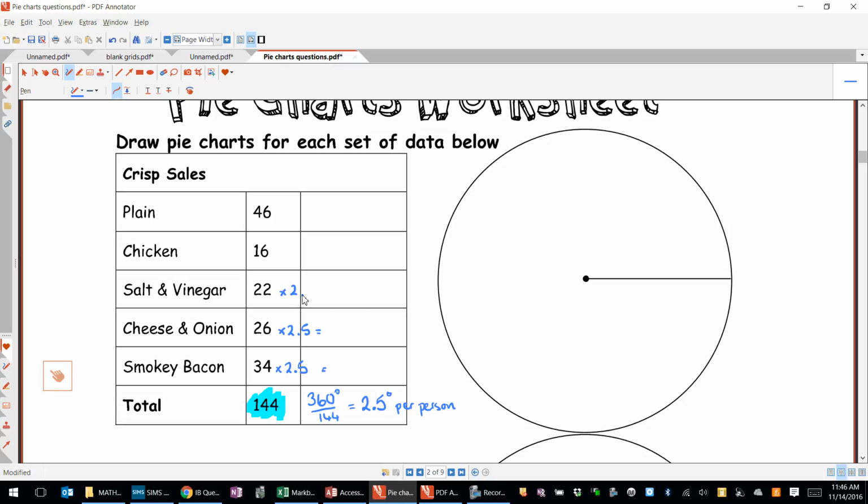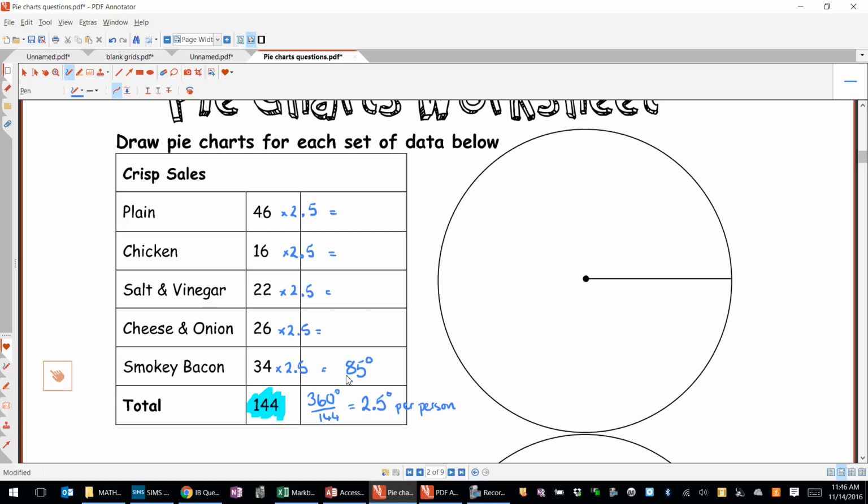So we times each one by 2.5. This works as a method, I think. And what answers do we get then? Over to you. For the smoky bacon, it's 85. Smoky bacon is 85. 85 what? Degrees, good.